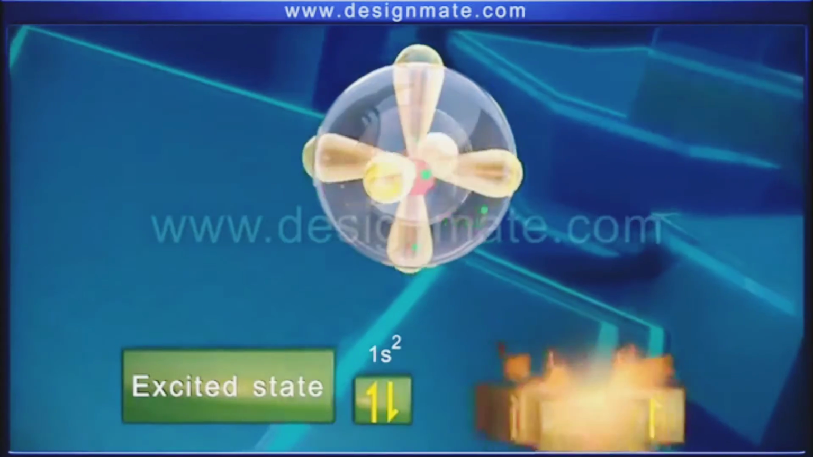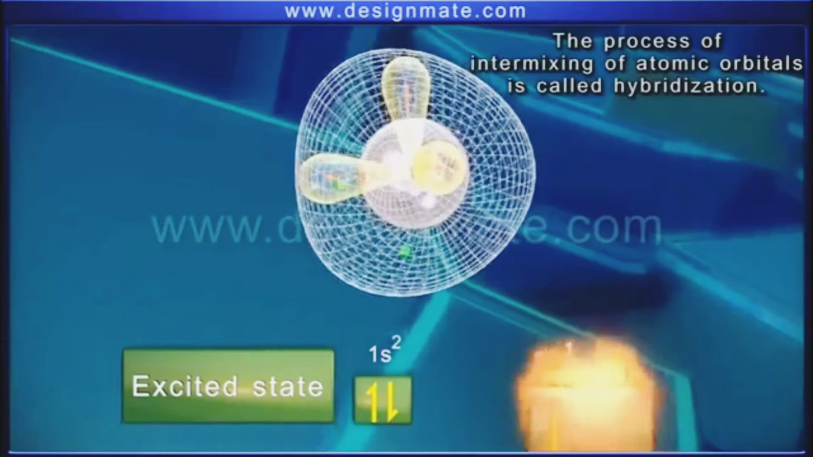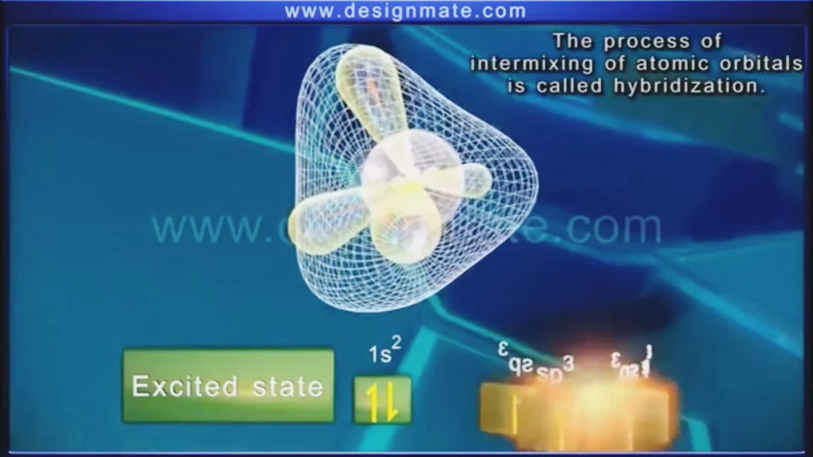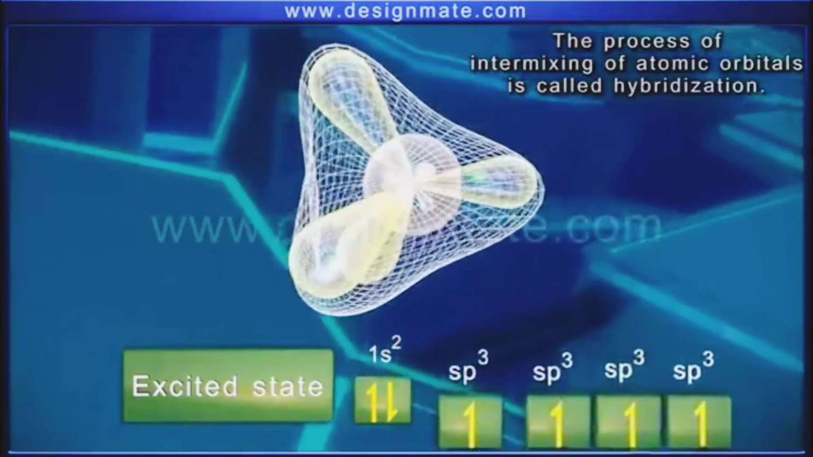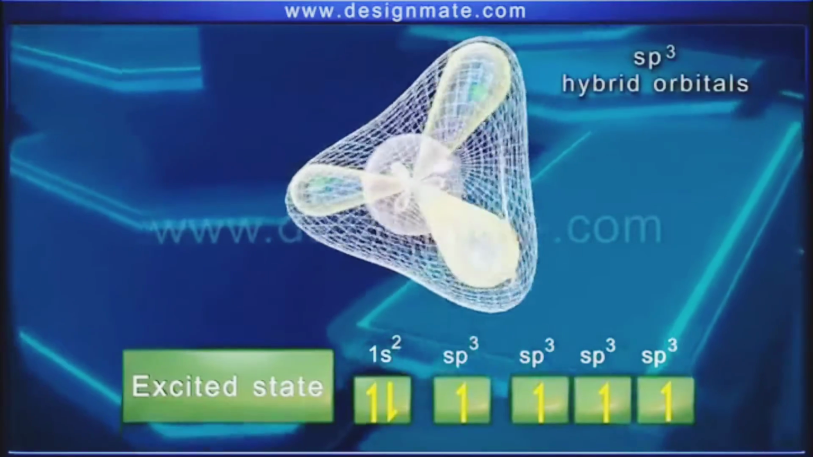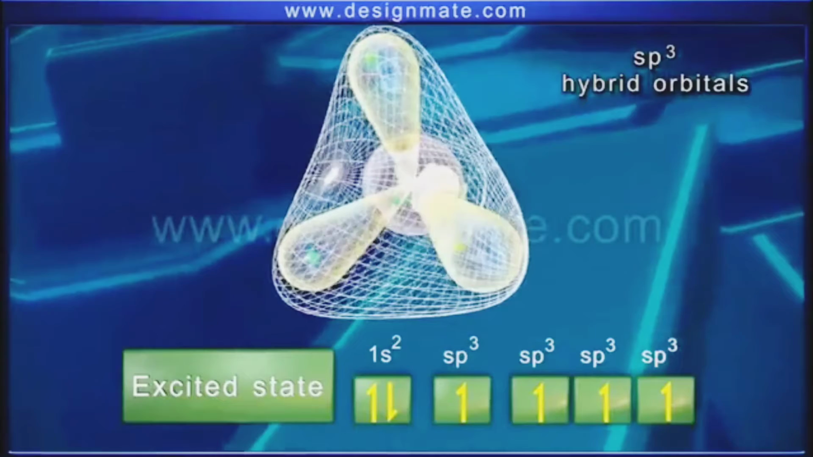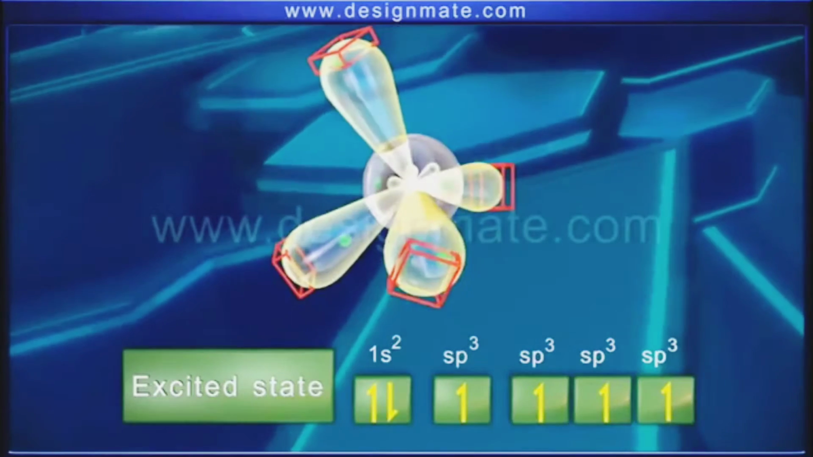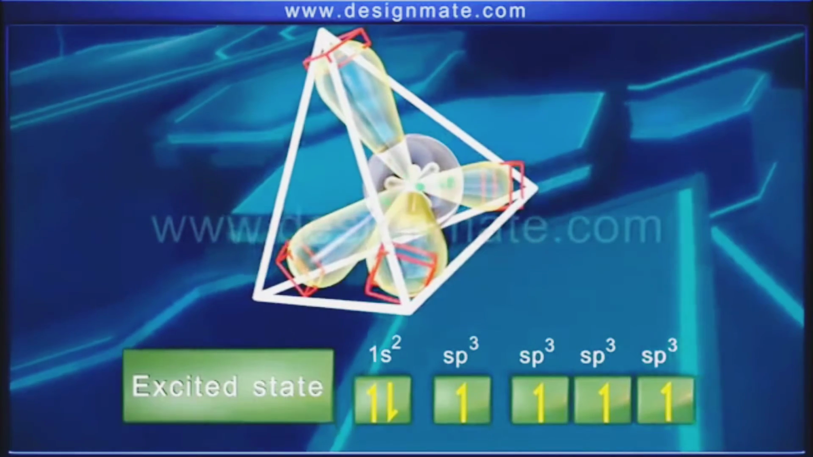In order to form 4 sigma bonds with other atoms, the 2s, 2px, 2py, and 2pz orbitals of this atom intermix. This process of intermixing of atomic orbitals is called hybridization. As a result, 4 equivalent orbitals called sp3 hybrid orbitals directed along the 4 corners of a regular tetrahedron are formed.